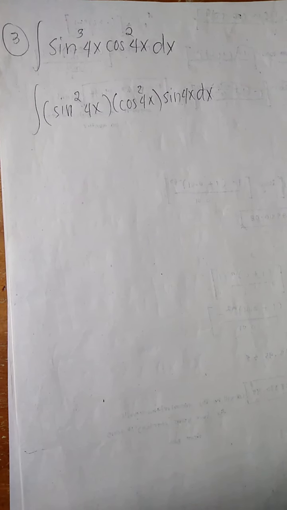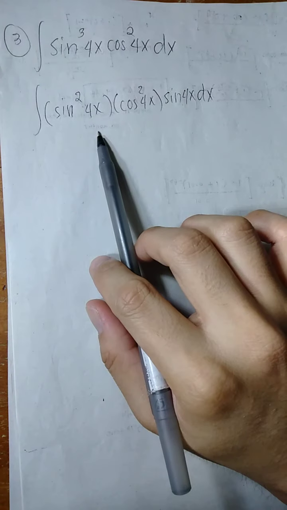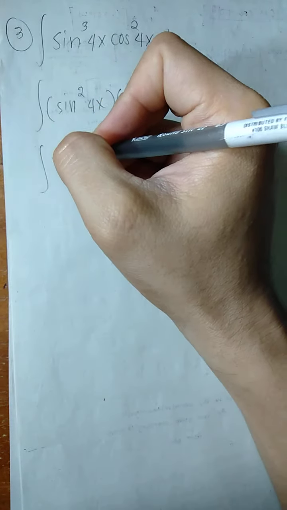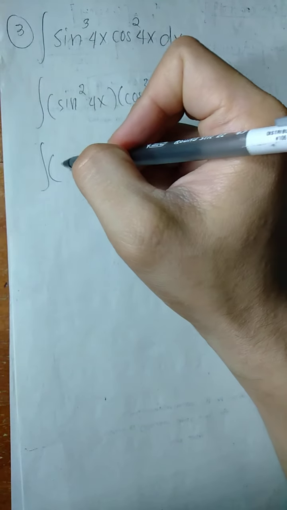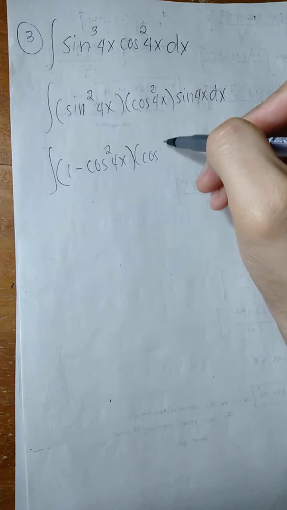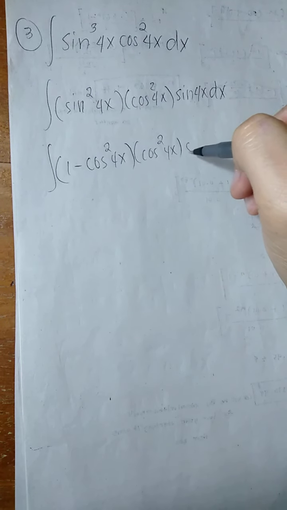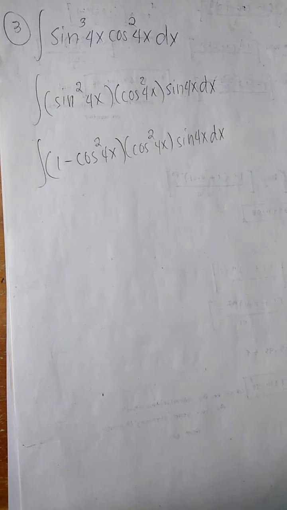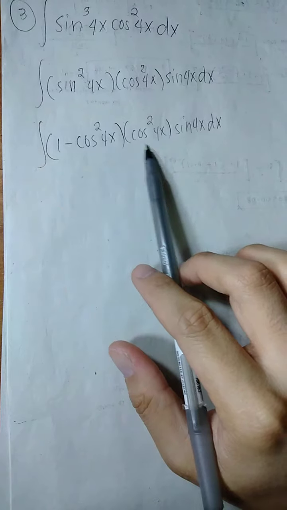So, what can we do? We replace the sine squared 4x with our transformation. So, that is the integral of 1 minus cosine squared 4x, then cosine squared 4x sine 4x dx. So we were already able to transform our integral. What's next? We can distribute now. Distribute the cosine squared inside.